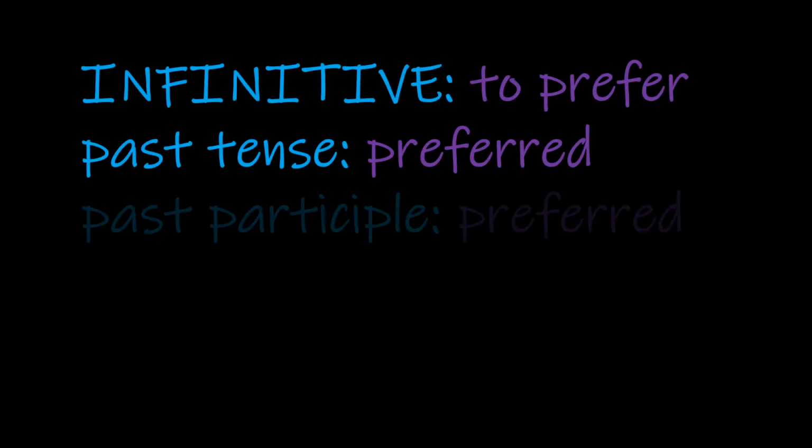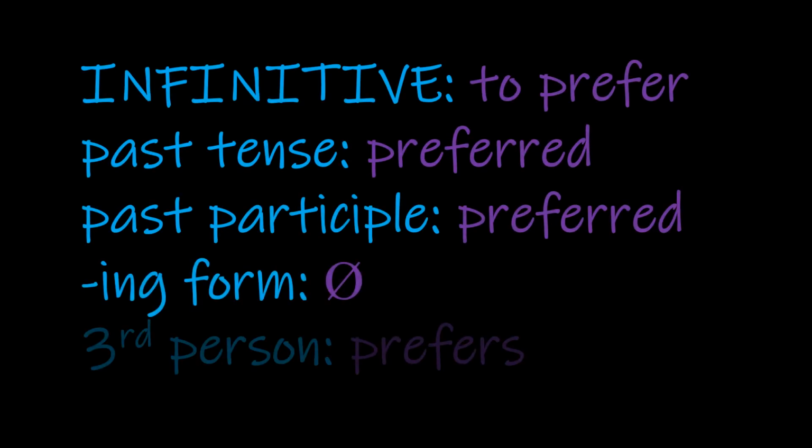So as always, we'll begin by looking at how we write this verb in its different forms. We've got the infinitive, to prefer. The past tense and past participle are the same, preferred, and if you notice there, we double the letter R when we're writing it down.